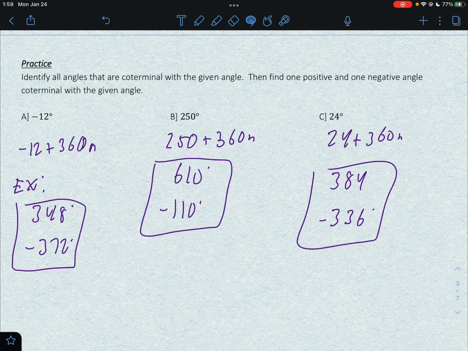And here are your answers. Now, possible answers. There are infinitely many correct answers, but here are some possible answers for these three problems.